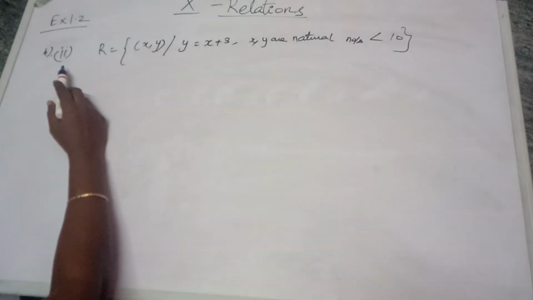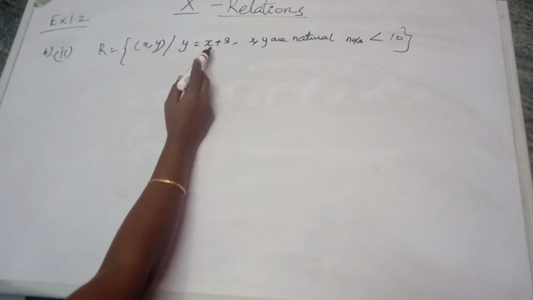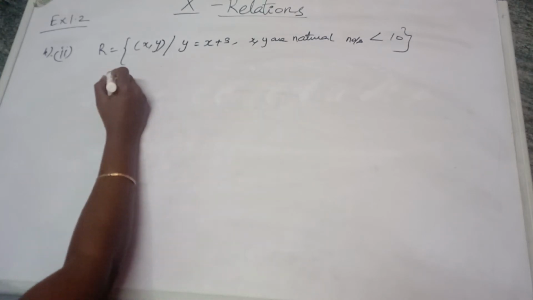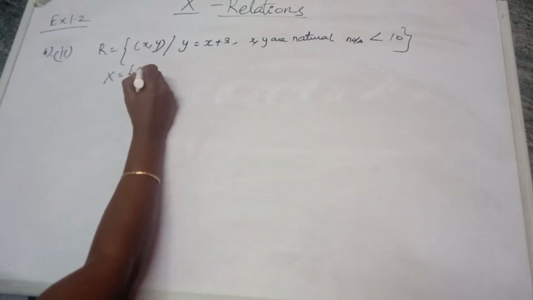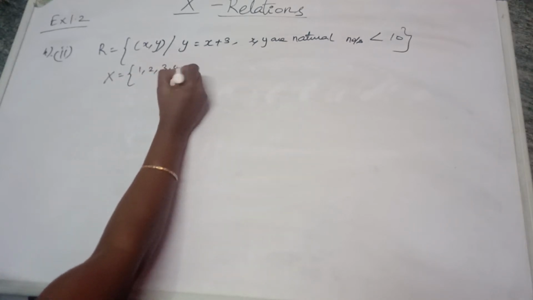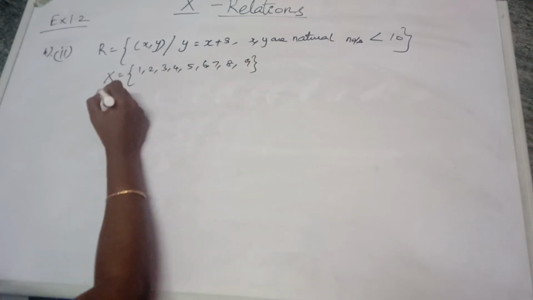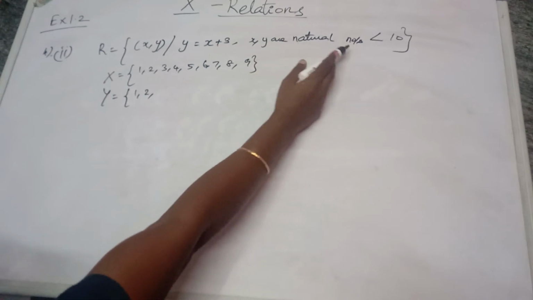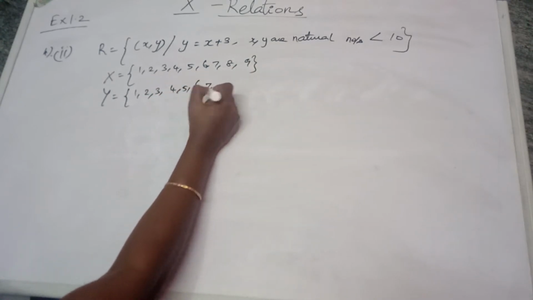See the second division, R equal to {(x, y) such that y equal to x plus 3 and x and y are natural numbers less than 10}. So here we have to take the set x. x is natural numbers less than 10. So 1, 2, 3 up to 9, 5, 6, 7, 8, 9. And the same y, the set y is also the same elements because x and y are natural numbers less than 10. So we can have the same elements.